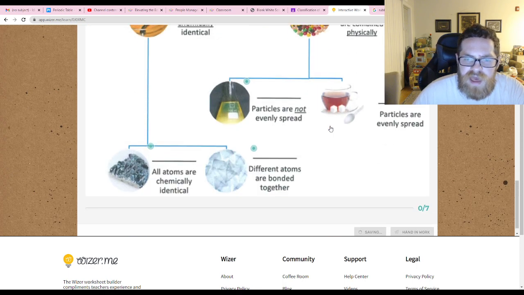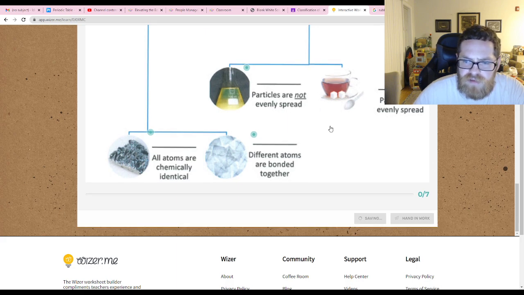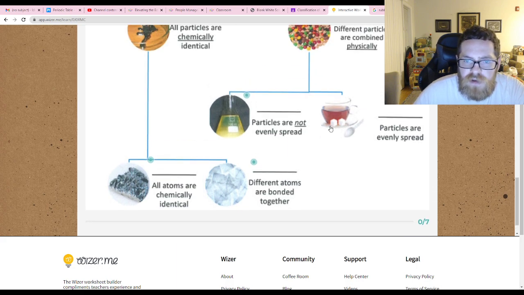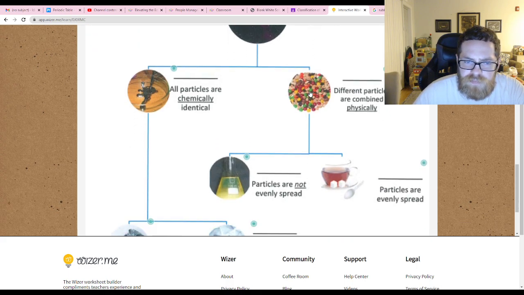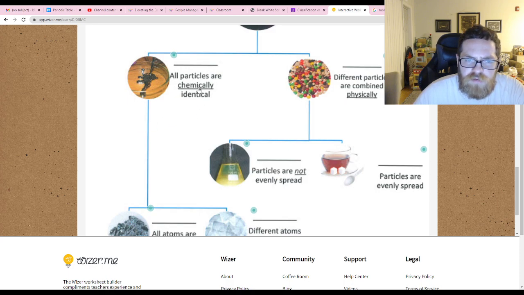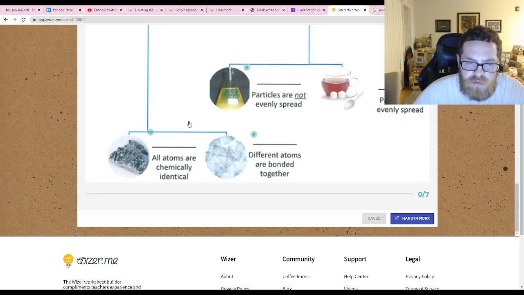Now we can look at our fill in the blanks here. This is all stuff in the universe that is matter. All particles are chemically identical. That would be a pure substance. All atoms are chemically identical. That would be an element. Different atoms bonded together would be a compound.